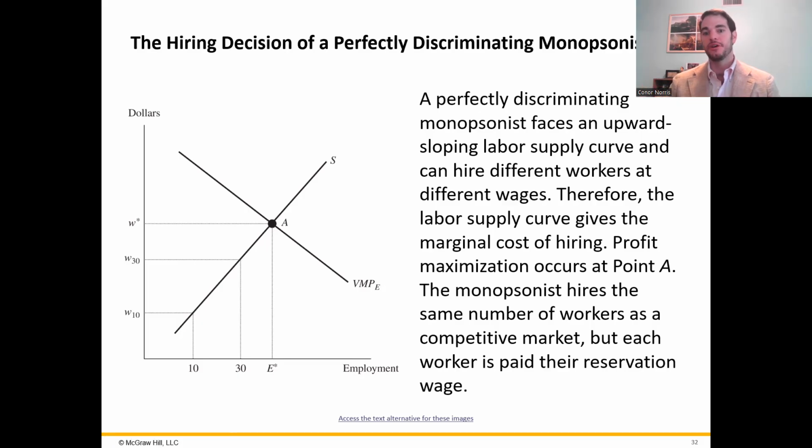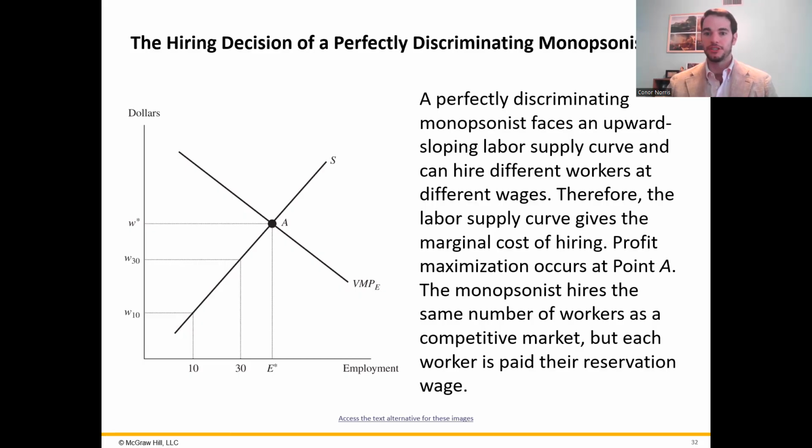Now, there is zero surplus being captured by the workers in this type of market because each of them is employed at their reservation wage. Each worker is happy. They are working at a wage that they are perfectly willing to work at, but they're not getting any benefit in excess, unlike what we saw in the perfectly competitive market.